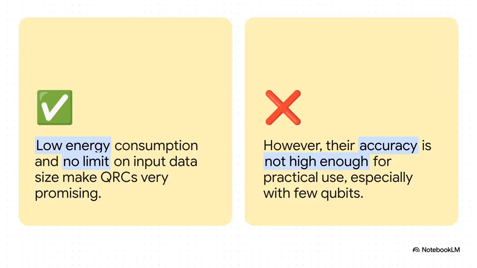And these QRCs have some amazing things going for them. They're super energy efficient and they can handle huge amounts of data. But they have one massive Achilles heel. Their accuracy just isn't there yet. They can get you in the right ballpark, but they can't hit the bullseye. So you've got this incredibly efficient engine that's, well, a bit sloppy.